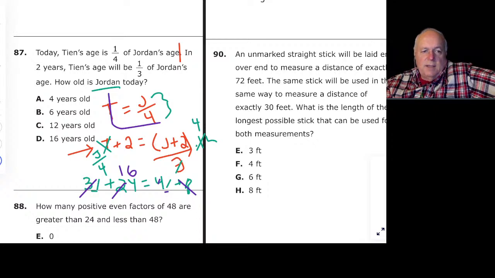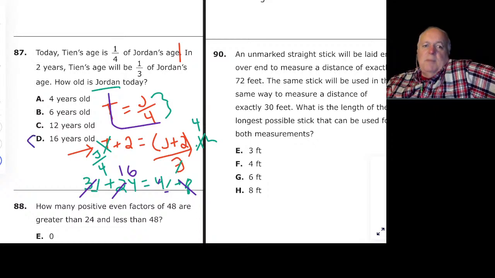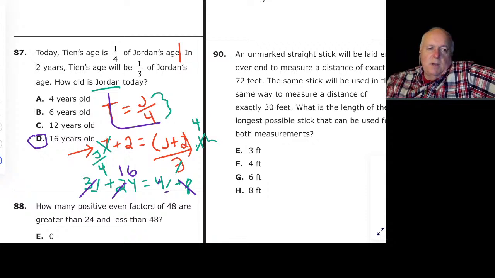On test day, what you should do is take it and feed it back into your equation, right? So j over 4, 16 over 4 is 4, right? That would work. We can also feed it back into English. Today, Tien's age is a quarter of Jordan's age, right? So then Tien would be 4, okay?